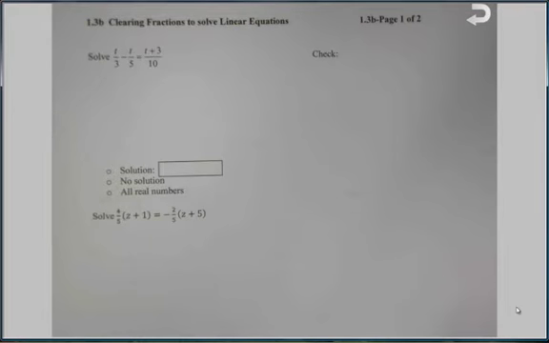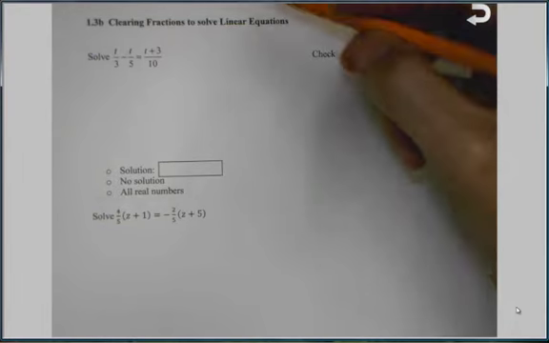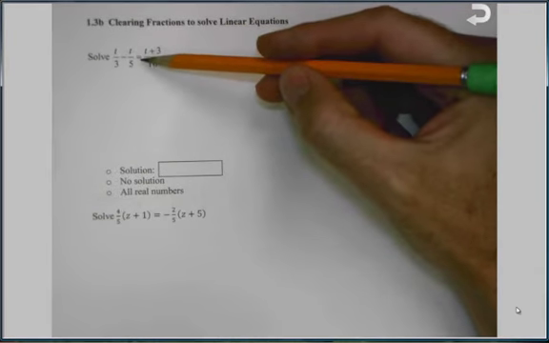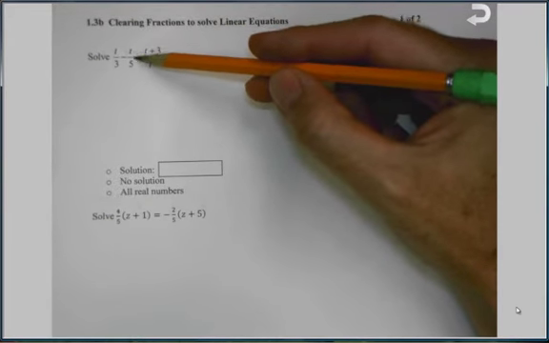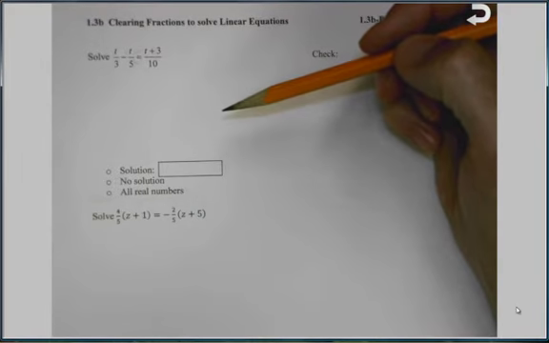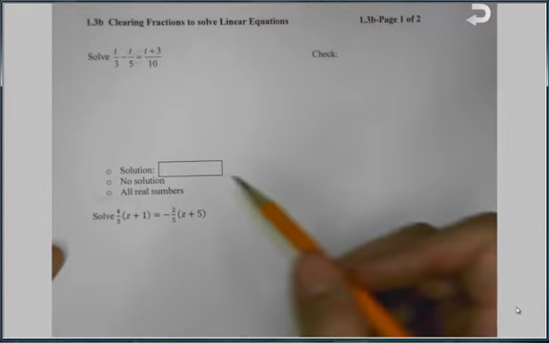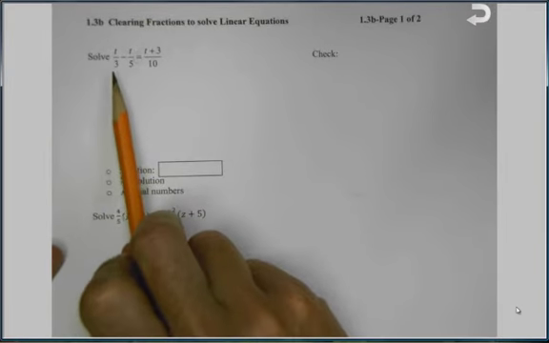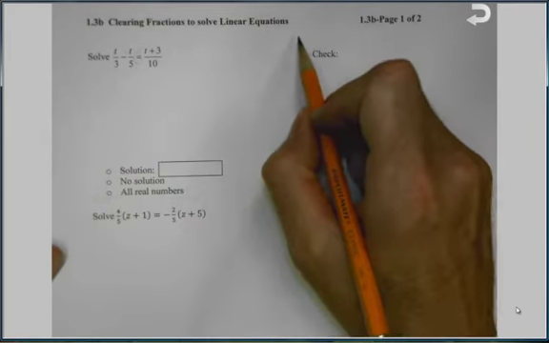I'm going to show you how to clear fractions from a linear equation in order to solve the equation. And the first thing that you need to have is an equation, and you can tell you have an equation because it's got an equal sign. So we need to always be sure that that's the situation that we're working on. And then I need to find a least common denominator.